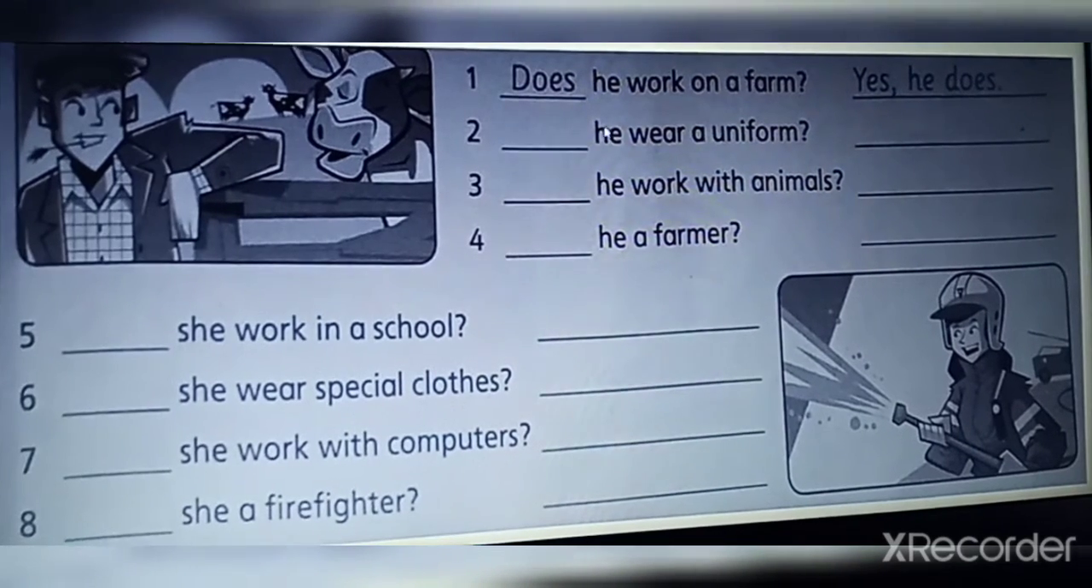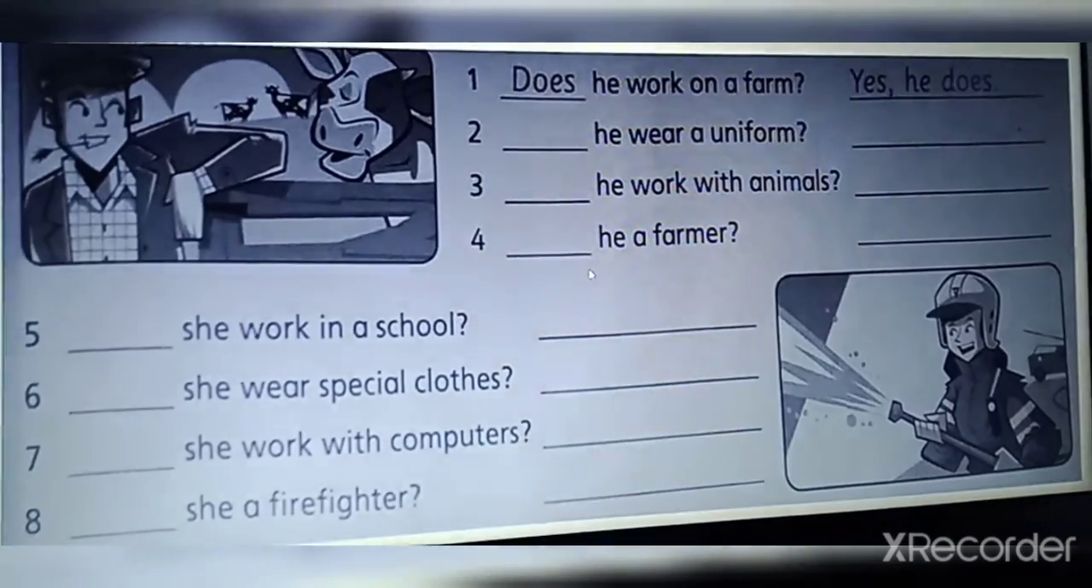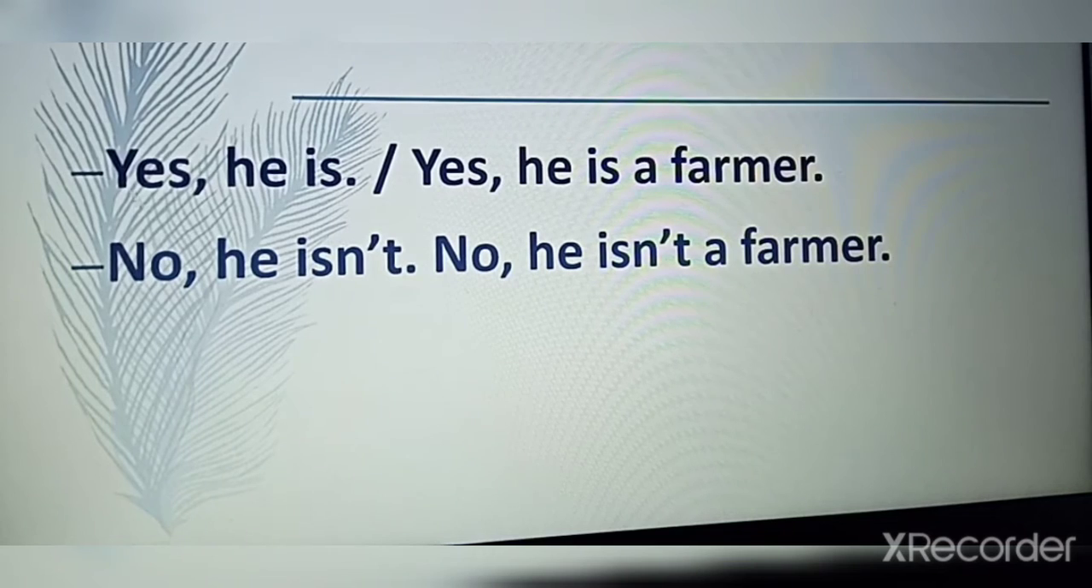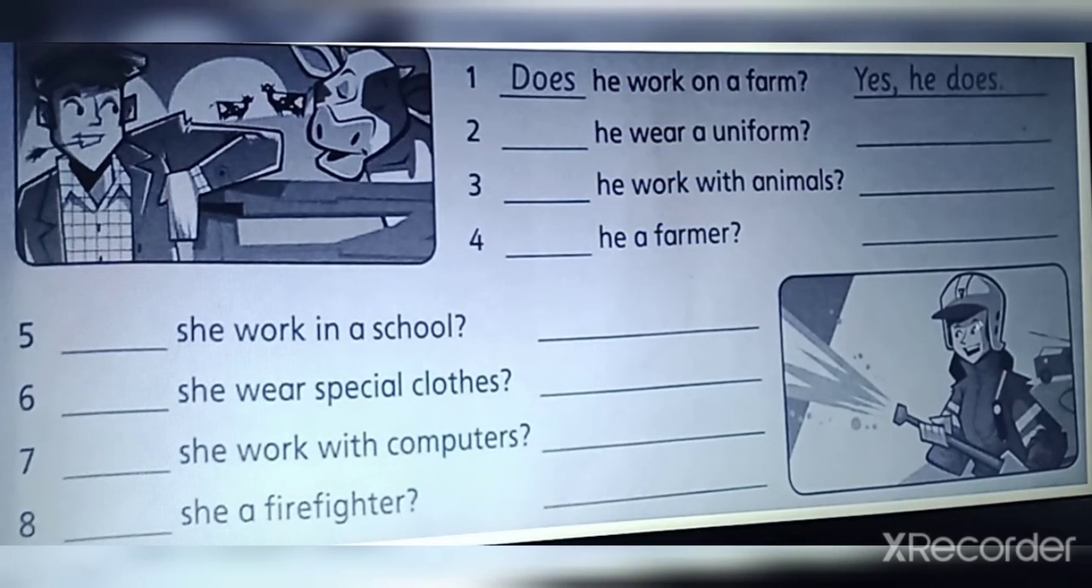Does he work on a farm? Yes, he does. Does he wear a uniform? Does he work with animals? Is he a farmer? Okay, again, if the question starts with is, how is your answer? Your answer could be yes, he is, or yes, he is a farmer, or no, he isn't, or no, he isn't a farmer, because you use is, not does. So number 5, 6, 7, and 8, you're going to base your answer on the picture beside.